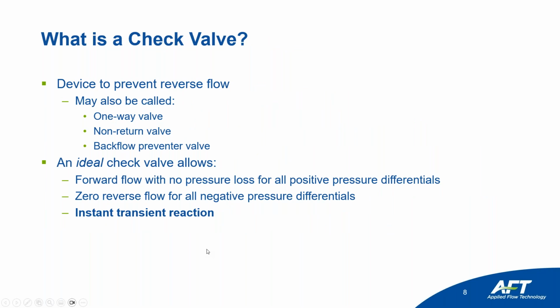So I'm going to start now with basically a summary of the check valve paper. And when I get through this, I'll hand it off to Mark to talk about relief valves. So what is a check valve? It's really just a device to prevent reverse flow. I think we all know what that is. It might be called a one-way valve, non-return valve, any number of things. But the basic idea is that an ideal check valve allows forward flow with no pressure loss and doesn't allow any reverse flow. So, simple idea here.